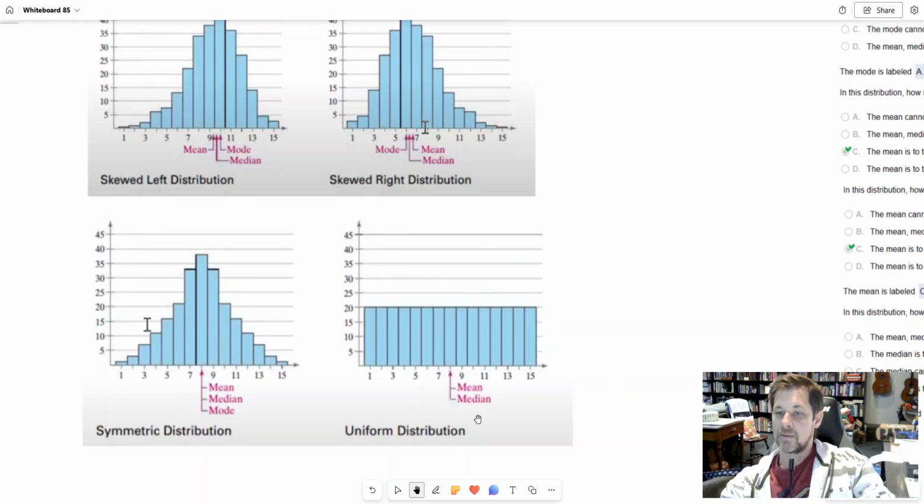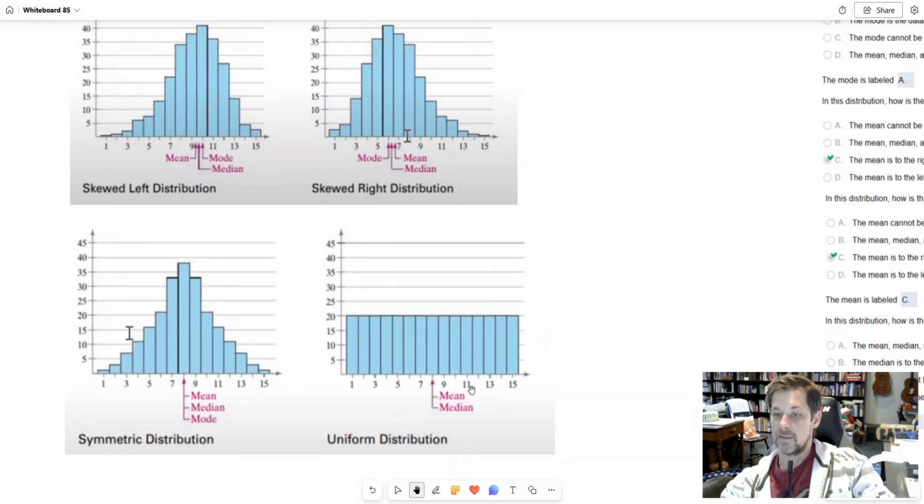All right, same thing if it's uniform. If it's uniform, then every class has the same frequency, okay? The number 1 has a frequency of 20 in the data set. The number 5 has a frequency of 20 in this case. Every class has the same frequency. So in that case, there's no mode because every number occurs with the same frequency, okay? But the mean and median would be at the middle, wherever that is. In this case, it'd be 8. So it's not that one, okay?